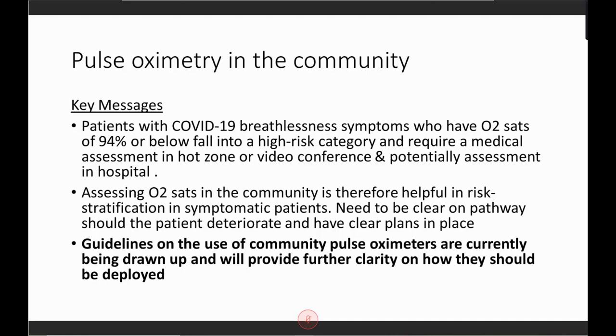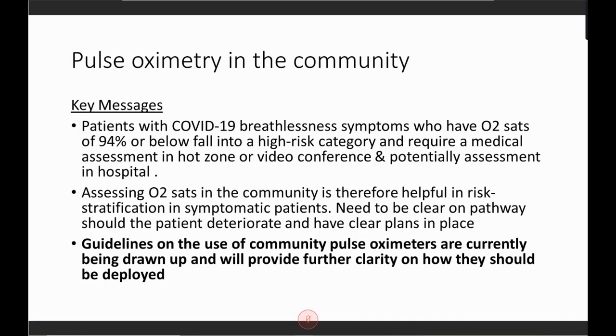I think we're going to have to find a mechanism for how we risk stratify patients and how we use them most appropriately. Mahini and I have been talking about this and making absolutely sure there'll be an operational policy behind them. But the key message at the moment is that if patients with COVID have breathless symptoms and have SATs 94 or below or fall into a high-risk category, that's important. They should get medical assessment in the hot zone or by video conference and potentially assessment in hospital. If they don't need to come to hospital and you want to keep them monitored carefully, they're the ones you should give an oximeter to.